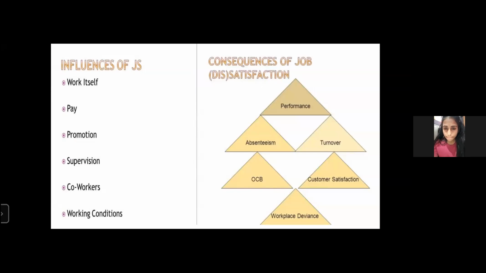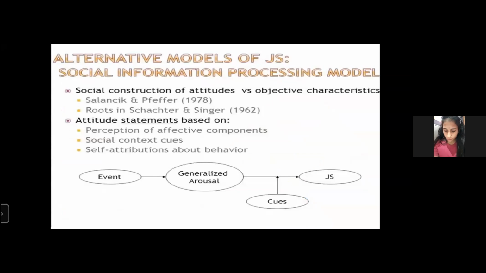Performance, absenteeism, turnover, OCB, customer satisfaction, workplace, and deviations.